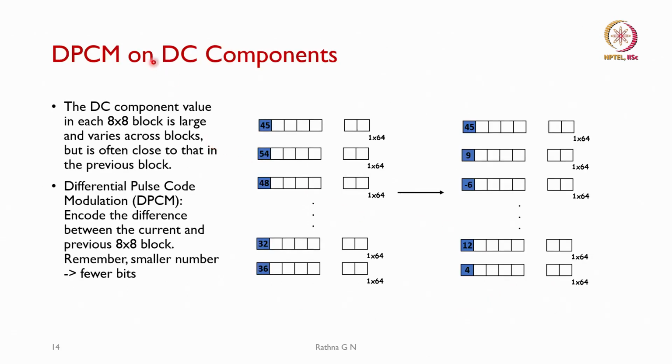The next step is that we do differential pulse code modulation on the DC components. The DC component value in each 8 by 8 block is large, as we know. So, the first one will be the maximum value, and then we use DPCM to represent the rest, that is 1 by 64. This is how you convert it into lesser values initially, because otherwise we need more bits to represent this value.